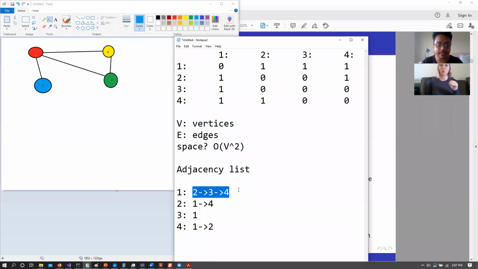So does everyone understand this adjacency list representation, or any questions? If you understand, what is the space complexity of this?